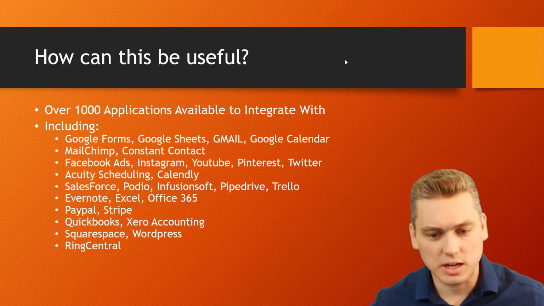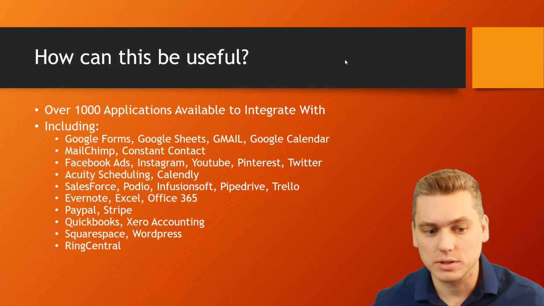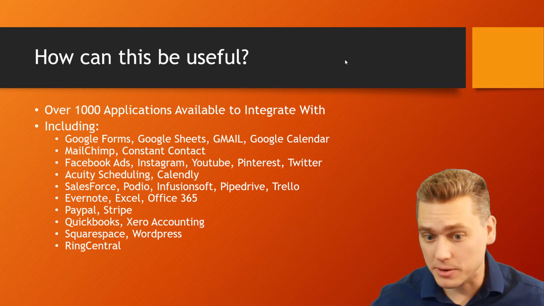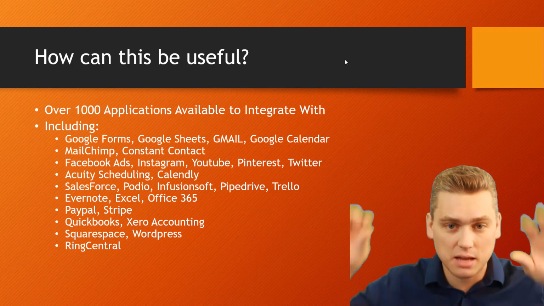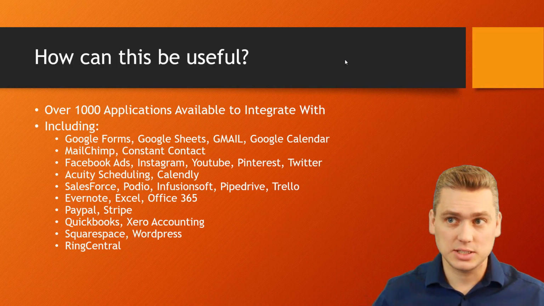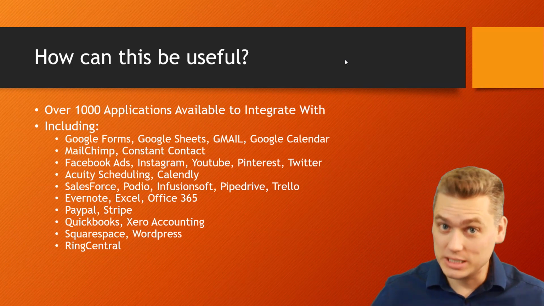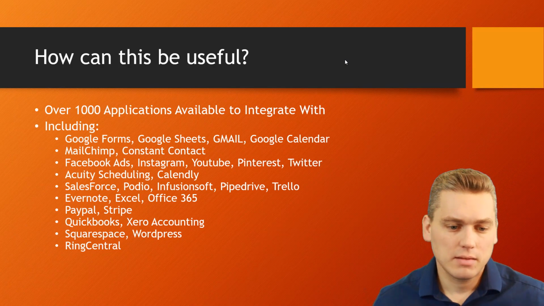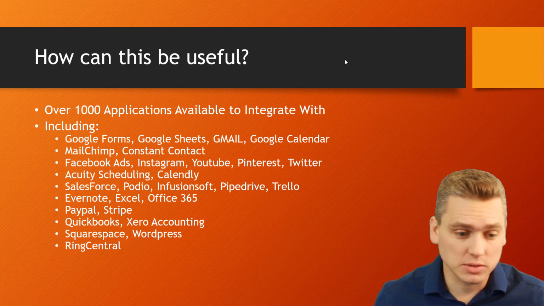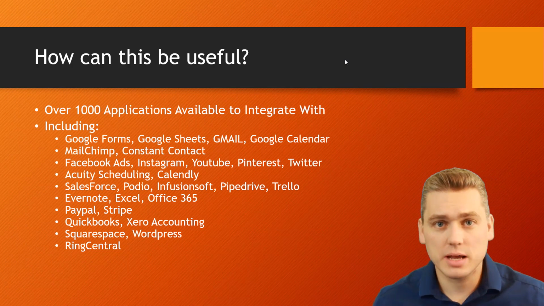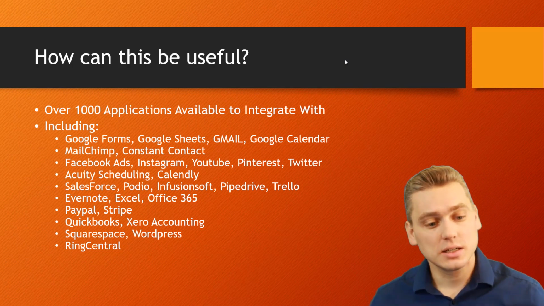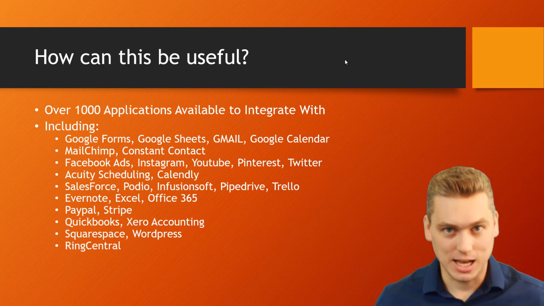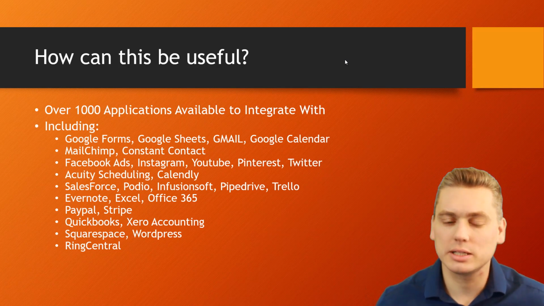Salesforce, Podio, Infusionsoft, Pipedrive, Trello, these other CRMs or contact management systems or productivity management systems, these will work with Zapier. So if you really like using a Kanban board like Trello has, because it lets you organize your thoughts in a visual form that are easy for you to organize and track your progress on your tasks throughout the day, you can set that up. Evernote, Excel, Office 365, you might use those already. PayPal and Stripe, so for collecting payments from your clients, two very useful applications for that. QuickBooks, accounting, right? Or Xero accounting is another popular one now.